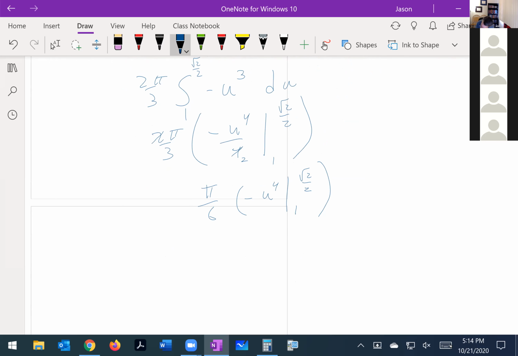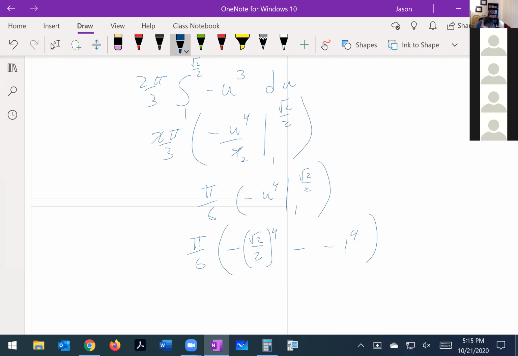Okay, and then what's radical 2 over 2 raised to the 4th power? It's just 2/4, which is 1/2. Is that right? No, that doesn't make sense. It's radical 2 to the 4th power and 2 to the 4th power. That's 16. 16 is going to be on the bottom. I'll just write it out. I don't want to just do it in my head. 4 minus a minus 1 to the 4th power.